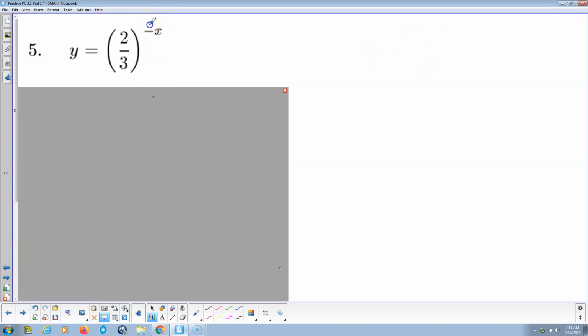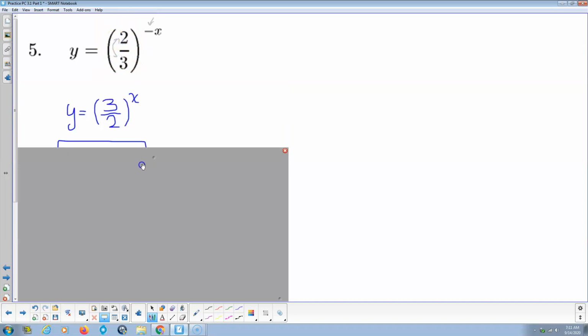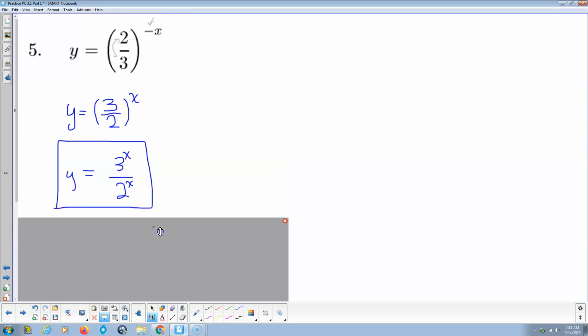Negative sign here says reciprocal. So that means we're going to take the reciprocal of the base, 2 over 3. We do that, it's going to be 3 over 2. So that's 3 over 2 to the x power, then that's rule 5 for the exponent rules. And so that's 3 to the x over 2 to the x. Told you this was supposed to be simple. Okay.